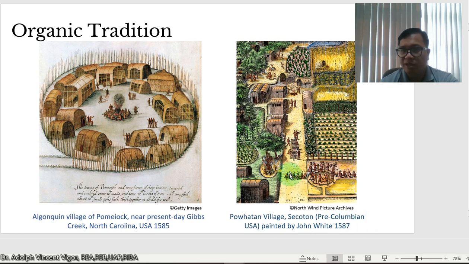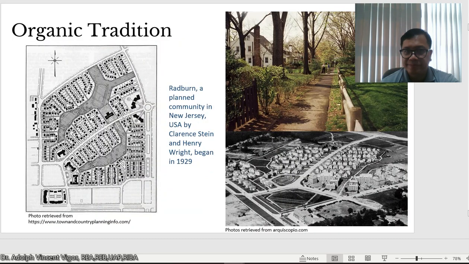This is pre-Columbian USA here. Pre-Columbian means these are the settlements before the arrival of Christopher Columbus. So in the organic tradition, here is another example; you could look at the curvilinear forms of this village. When you think about it, class, I think much of the architects I have seen, even the architecture students, tend to move into the organic tradition. This is Radburn, a planned community in New Jersey, USA by Clarence Stein and Henry Wright, which began in 1929.